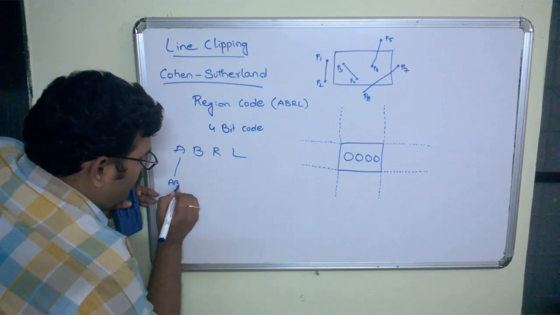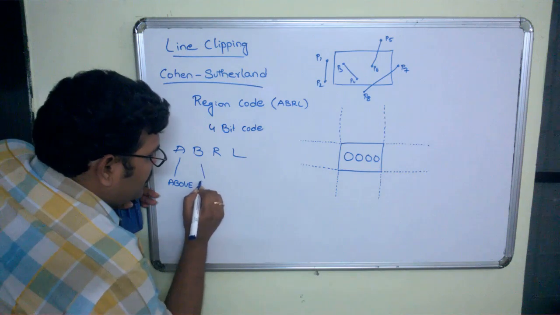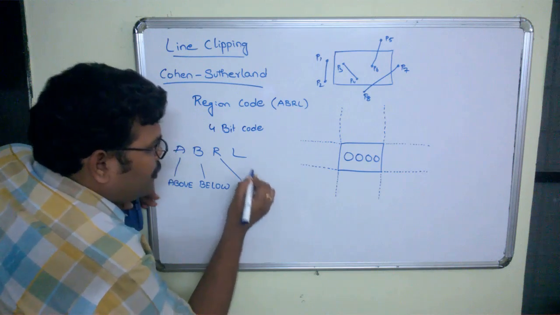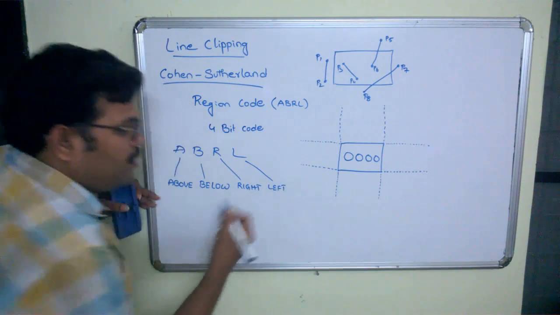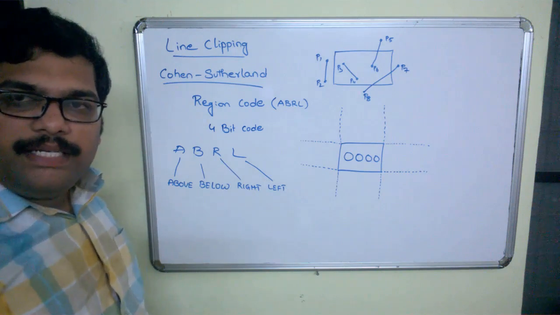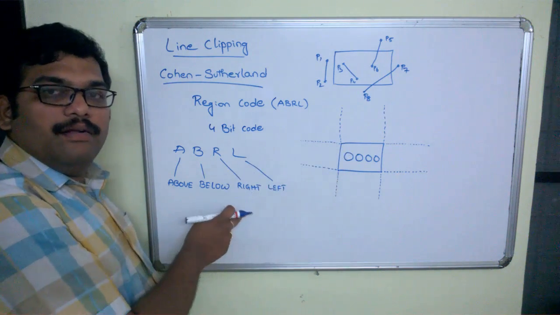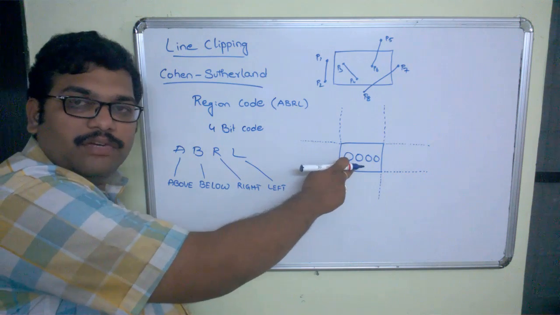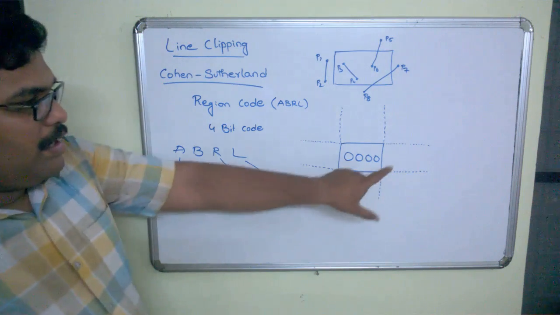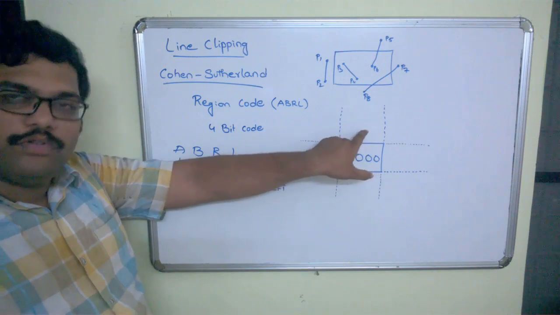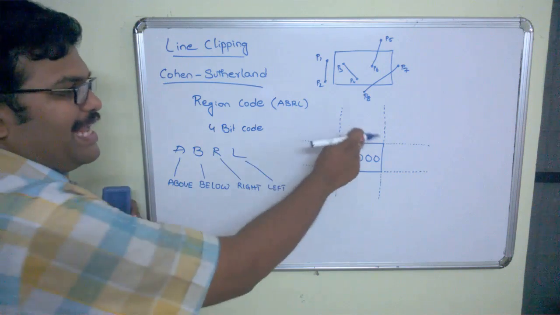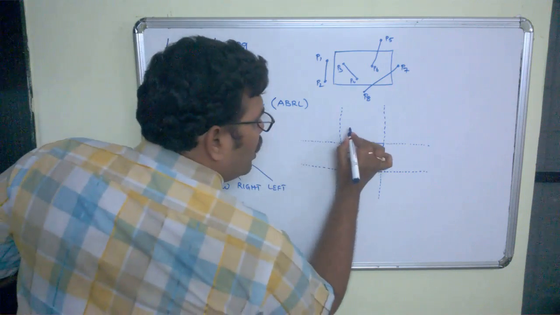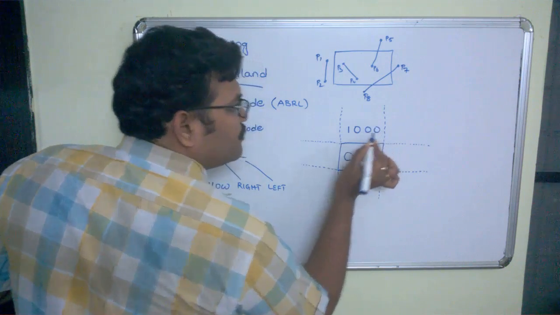So A means above, B is below, R is right, L is left. All these are the 4 bits, and based upon the neighbor we need to set the bit. Initially the window region code is all zeros, and this one is the topmost of the window, so that means above the window. So the above bit will be set to 1, and all the remaining are zeros.